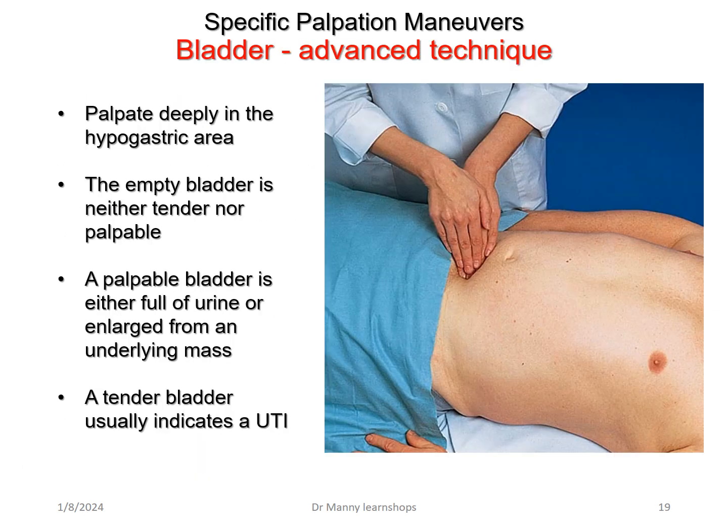Advanced techniques can be now palpation manoeuvres for the bladder. And this is where you palpate deeply in the hypogastric area. The bladder should be emptied and it should be non-tender if empty. And it shouldn't be palpable. A palpable bladder is either full of urine or enlarged from an underlying mass. A tender bladder may actually indicate that there's a urinary tract infection.